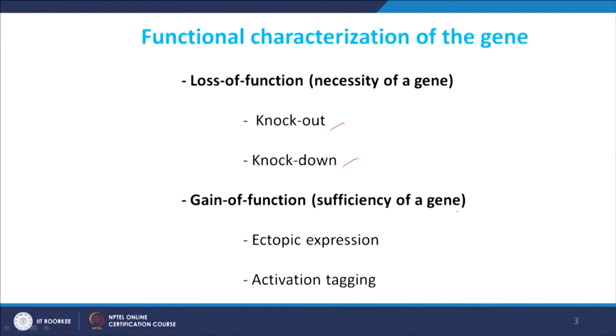And in gain of function, there are two ways to do that. One, which I told, is ectopic overexpression or ectopic expression. You change the promoter, you use some broader promoter to express this gene in a tissue where normally it is not expressed. The second method is activation tagging, which we will see later on.